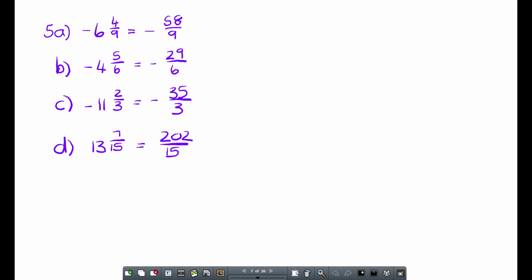Okay, at B, it was minus 5 over 6, and that would give you minus 29 over 6. At C, minus 11 and 2/3. I'm going to take the minus 11 times 3, the denominator, and add the numerator, which was 2. And that gives me minus 35 over 3. And the last one, D, 13 and 7 over 15 would give me 202 over 15. Okay. Any questions?